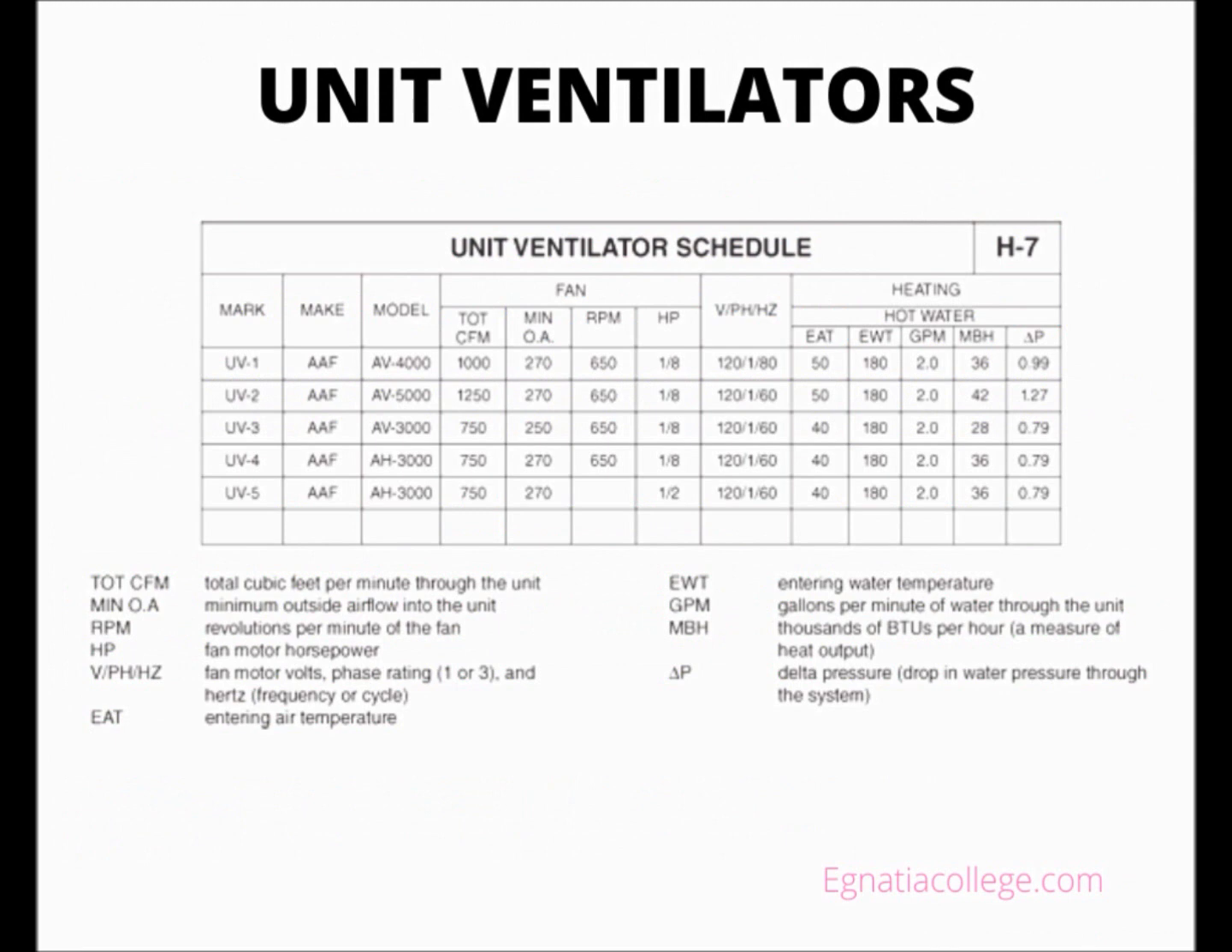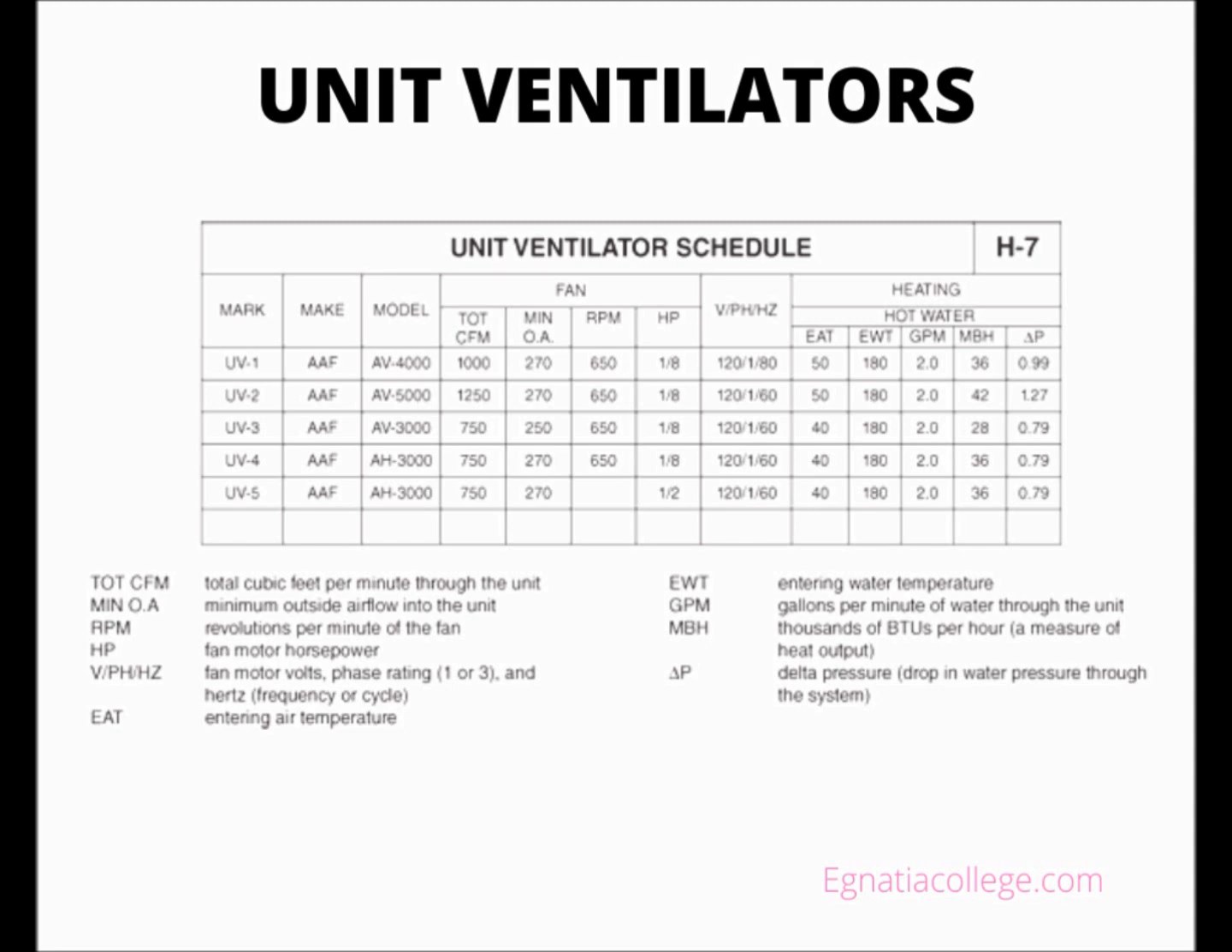Unit ventilators. At first look, the heating plans for the school addition might appear foreign and difficult to understand, but like most of the drawings you have studied before this point, these drawings are easy to understand when taken one step at a time. Notice that each of the rooms in the addition has a rectangle on the outside wall with a call-out of UV1, UV2, or something similar. These indicate that this building is heated by unit ventilators.